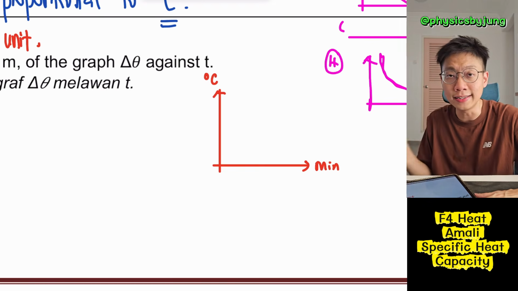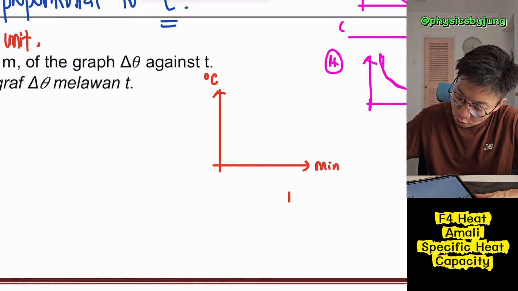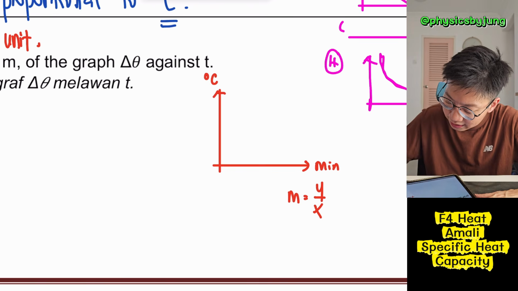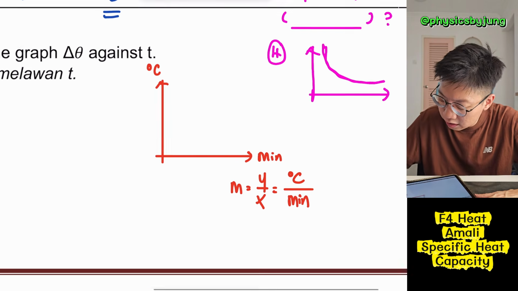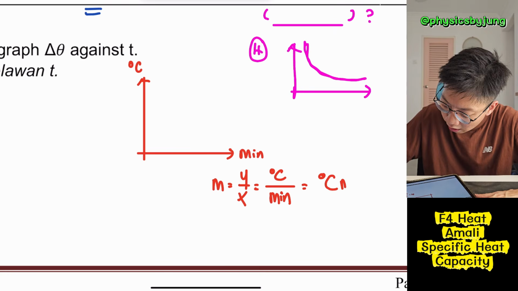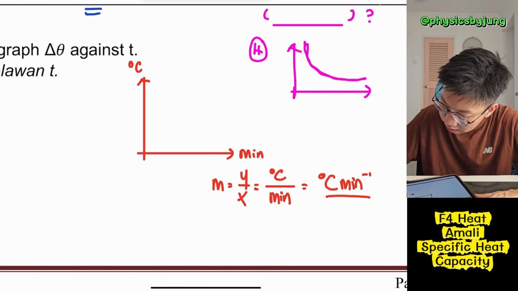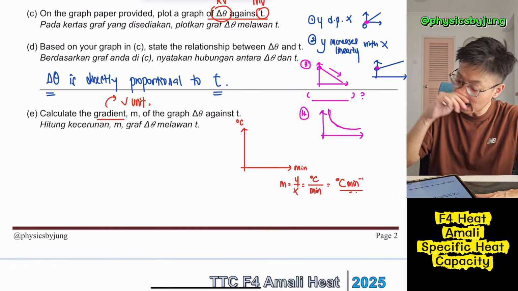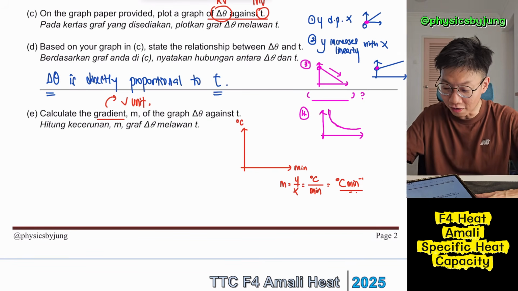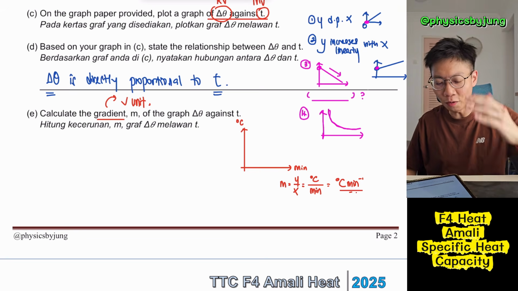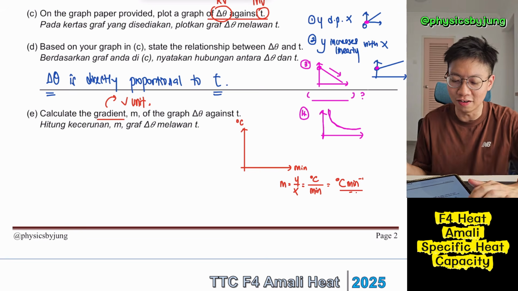My graph is theta in degrees Celsius against minutes. When we calculate gradient, we take y-axis over x-axis. So we take degrees Celsius and divide this by minute. Therefore, our answer will be theta in degrees Celsius per minute. So that will be the unit for my gradient. Now, the only part left is doing the calculation of the gradient.